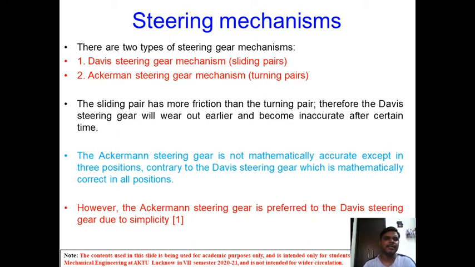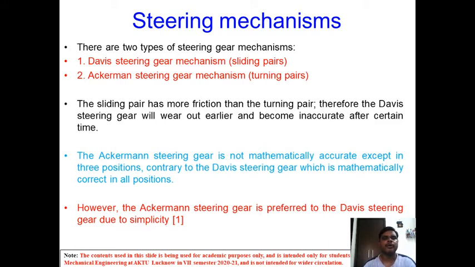But the limitation is that the turning pairs are not able to maintain the condition of correct steering in all situations. Because the sliding pair has more friction than the turning pair, as we know, the sliding pairs are basically the higher pairs and turning pairs are the lower pairs. Therefore, the Davis mechanism will wear out earlier as compared to the Ackermann mechanism.